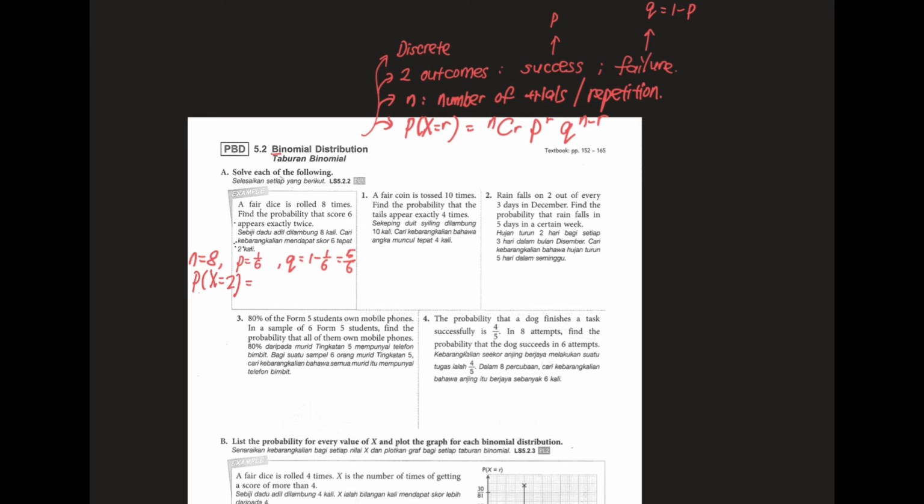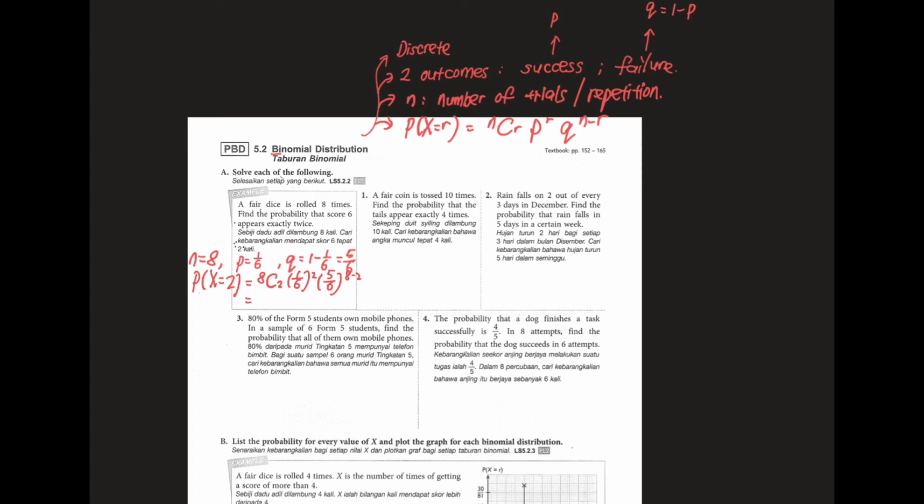Okay, twice, because of the twice. So we put P(X = 2). So the n is 8, followed by C. You look at the formula at the same time. The r is 2. And then multiply with p to the power of r, (1/6) to the power of 2. q to the power of n minus r, which is 8 minus 2.